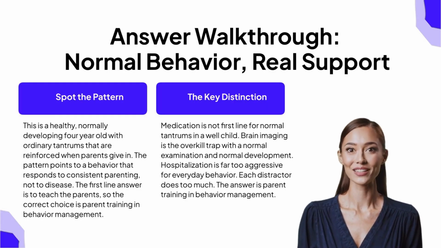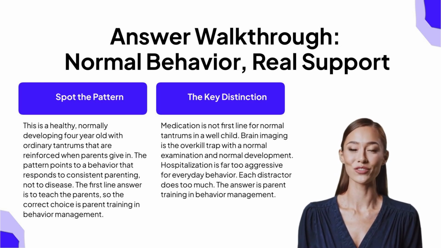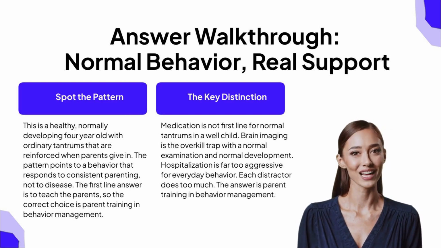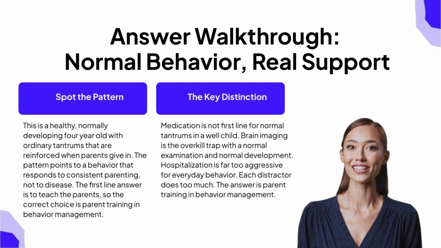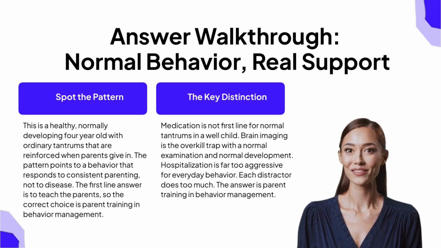First, spot the pattern. This is a healthy, normally developing 4-year-old with ordinary tantrums that are being reinforced when her parents give in. The pattern points to behavior that responds to consistent parenting, not to disease, so the first line answer is to teach the parents. The correct choice is to recommend parent training in behavior management.